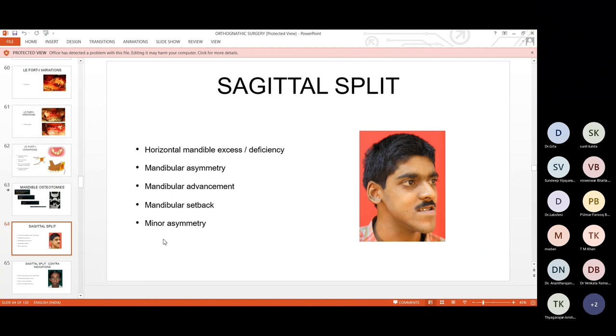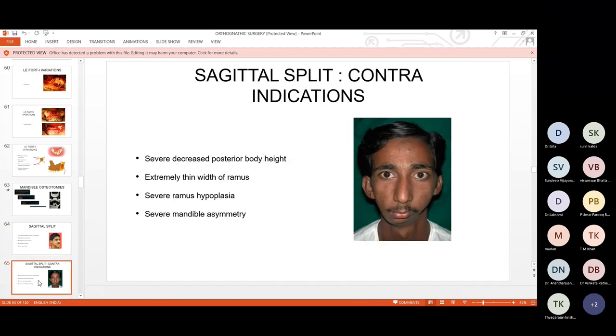So if you see here, the sagittal split is a very versatile procedure. It can be used for horizontal mandible excess or deficiency, mandibular asymmetry, advancement, setback, and minor asymmetry. Contraindications are very severely decreased posterior body height, severe ramus hypoplasia, and severe mandible asymmetry. In these patients, it is better to do a distraction to get into some sort of a position before, instead of doing the sagittal split.